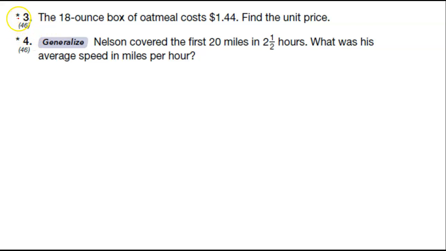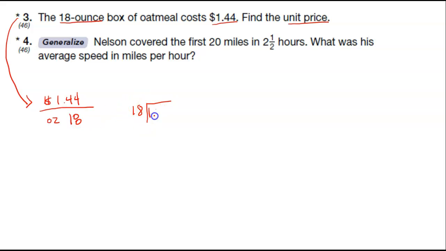Okay, so number 3 says, an 18-ounce box of oatmeal costs $1.44. Find the unit price. Unit price is dollars per, whatever this is, ounces for us. So how many dollars do we have? We have $1.44. How many ounces do we have? 18. Now we're going to divide 144 by 18. So let's see, 1.44 divided by 18 is 8 cents per ounce.